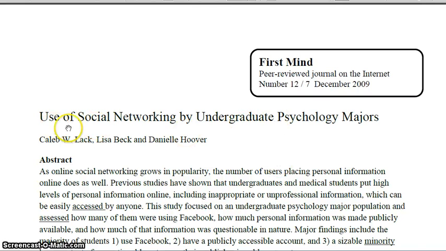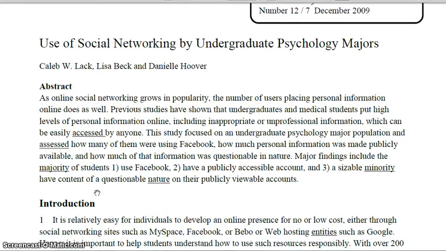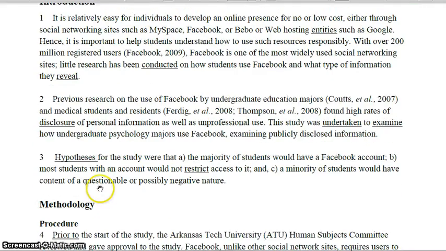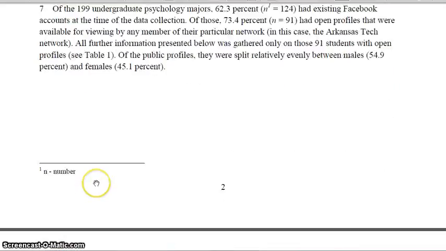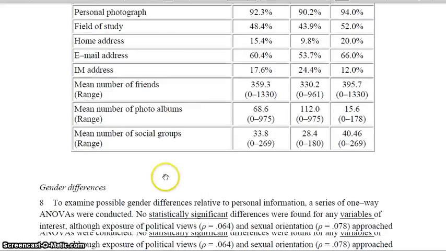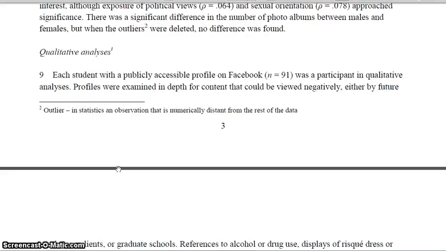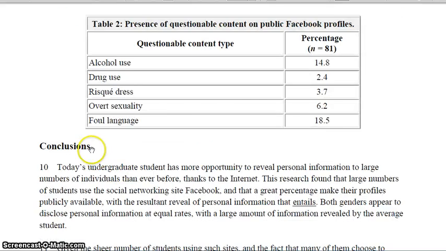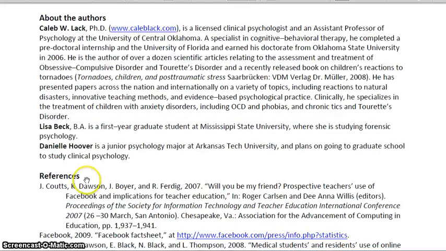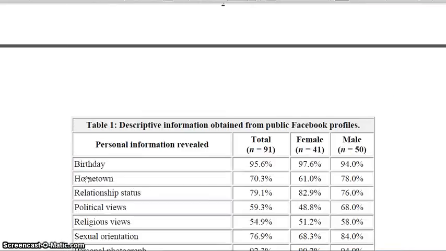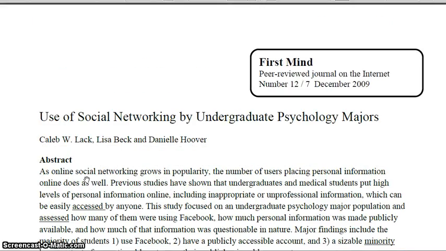Here we have, again, use of social networking by undergraduate psychology members. We have our authors. Here we have an abstract. So we'd want to read this. And we have our introduction. We have methodology. We have results. We've got a graph. We've got subheadings. Another graph, and conclusions. And what do I see here? Something about the authors and references. So right away, I can see that this is a research article. It's going to tell me about research.